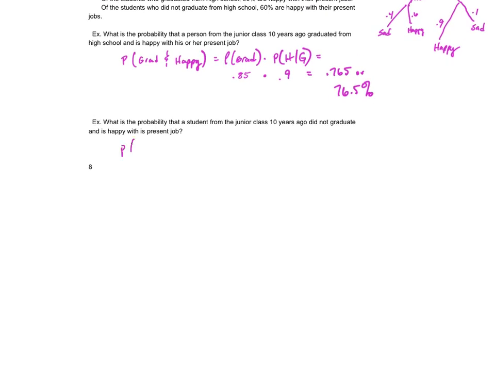So we have the probability here. What is the probability that the student from the junior class 10 years ago did not graduate and is happy? Well, we need did not graduate and is happy, which is going to be the probability of the not graduated times the probability of happy, and that's going to give us not graduated is 0.15 times the probability that they are happy, which is 0.4, and that's going to give us a total of 0.6.